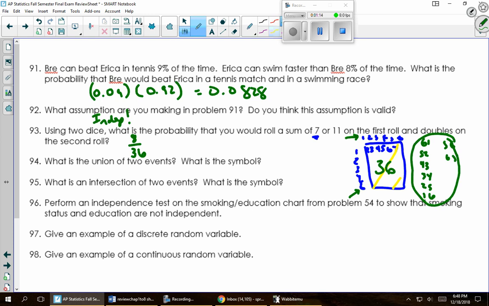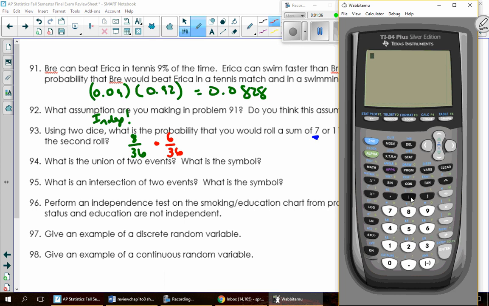Now, to get a double, it's actually these numbers: double 1, double 2, double 3, double 4, double 5, or double 6. So there are 6 ways to do that, out of 36. I realize these will reduce. It's easier to explain this way. And since they're independent, because they're rolls of a die, I can just multiply them together. So we get 8/36 times 6/36, which is 0.037.